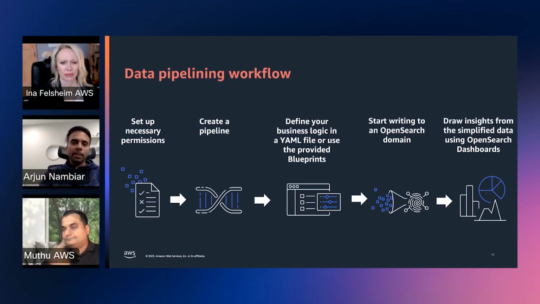Then this is the interesting part. This is a YAML file where you define your business logic. You define, hey, my data is coming from this source, and I need to apply this transformation. If it's in CSV, I need to convert it to Parquet. And then probably add conditional routing, which says 200 OKs can be sent to OpenSearch, 500 errors, drop, or vice versa.